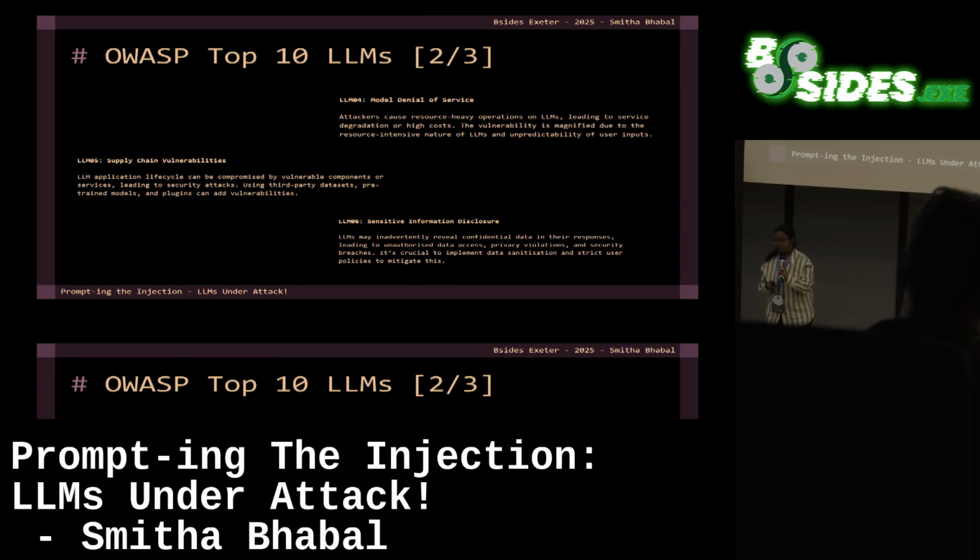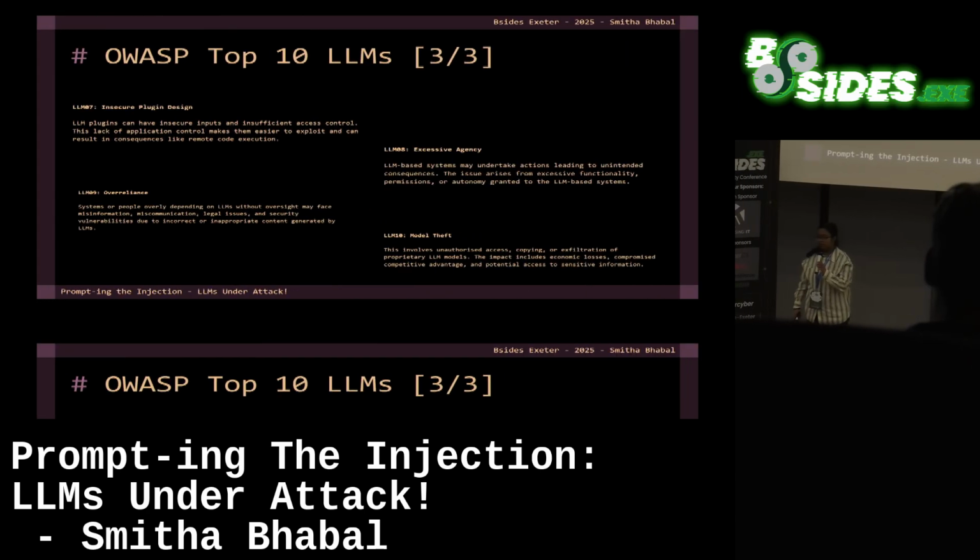LLM06 is sensitive information disclosure, obviously, but LLMs can reveal confidential information in their responses, leading to unauthorized access to data and privacy violations and security breaches. LLM07, insecure plugin design. These plugins can have insecure inputs and insufficient access control, which makes them easier to exploit, with consequences such as remote code execution.